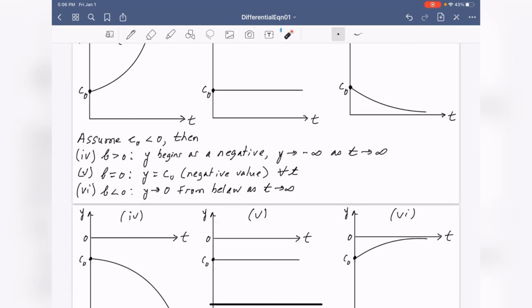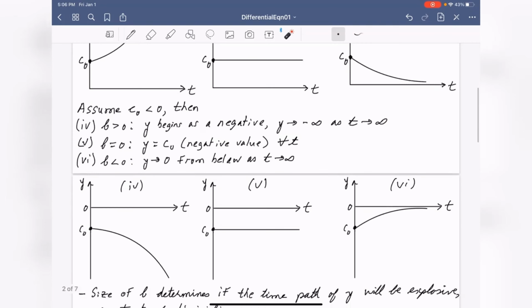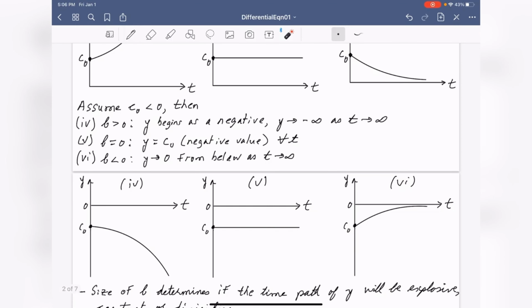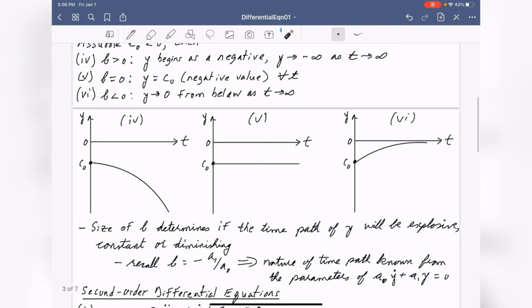Now assume that c0 is less than 0. So in other words, the initial condition, the starting condition, c0, is a negative number. Then we find that if b is greater than 0, y begins as a negative, and it approaches negative infinity as t approaches infinity. The second case, case 5, is similar to case 2, where b equals 0, in which case y is equal to the value of the constant, which in this case is negative, and that holds for all t as well. Finally, the sixth case is where b is less than 0, then y approaches 0 from below as t approaches infinity. And these three cases are shown here.